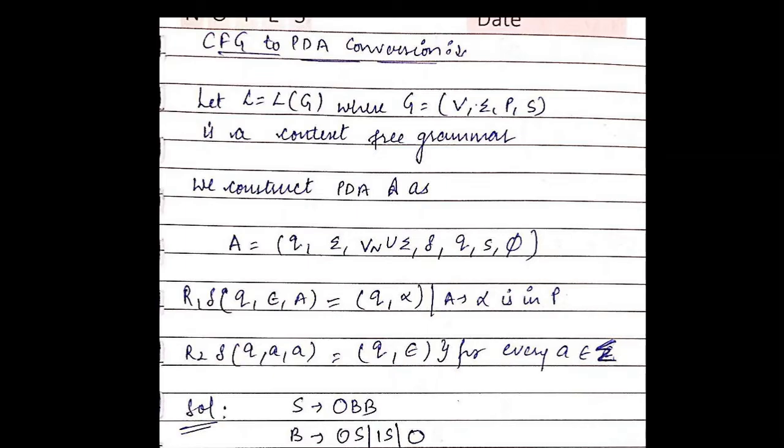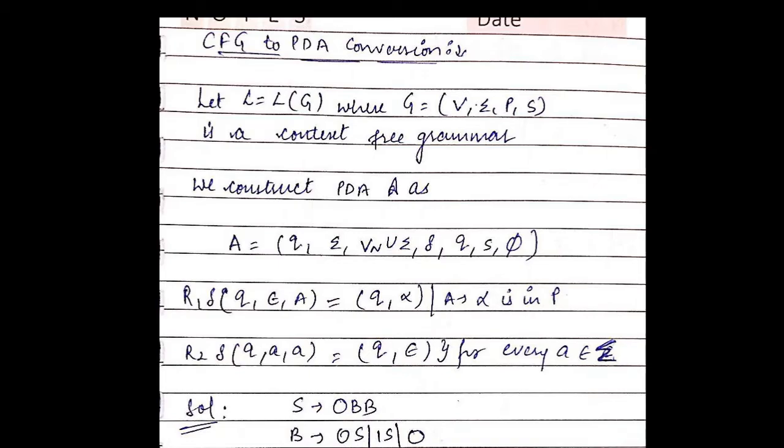We have been given a particular language, a CFG. And as we all know, the grammar can be represented by four tuples: V, Sigma, P and S, where capital V is the set of non-terminals, Sigma is the set of terminals, capital P is the productions, and capital S is the start symbol. So it is a context-free grammar, and we need to construct a push-down automata corresponding to that grammar.